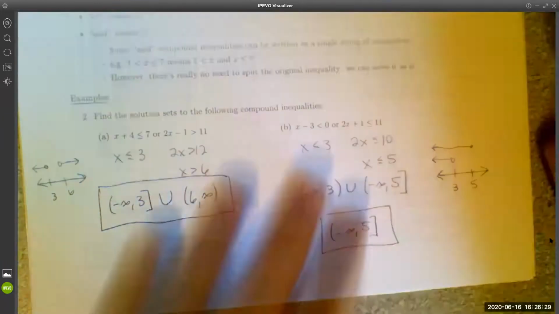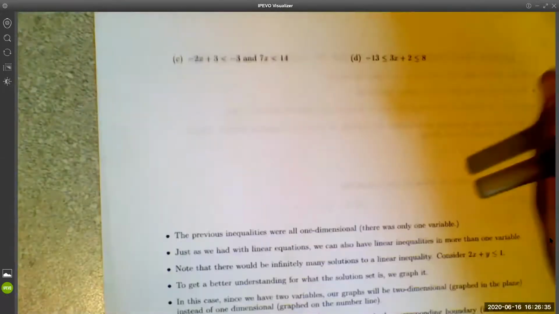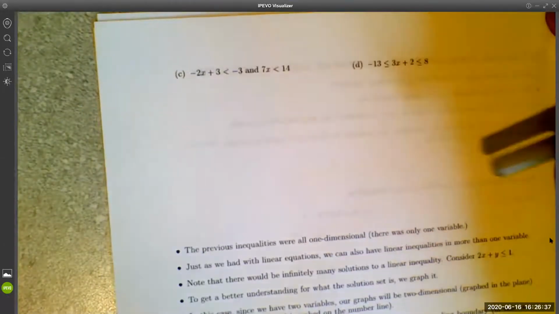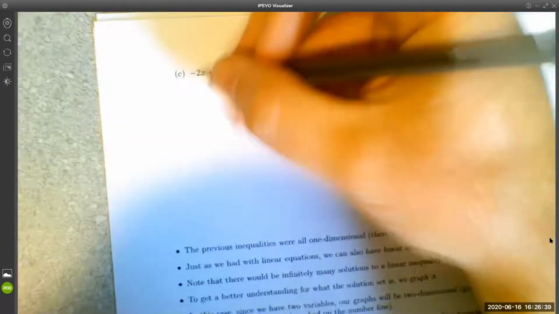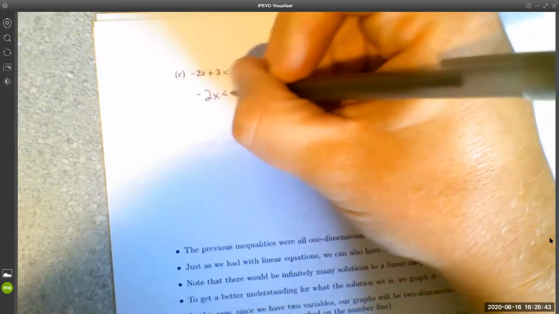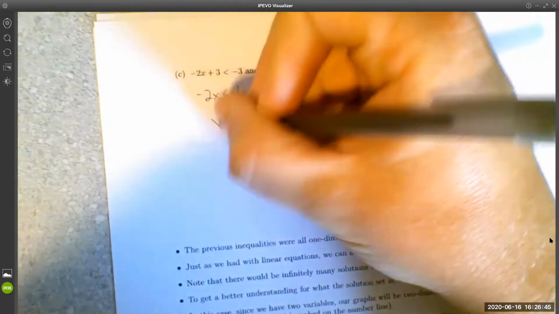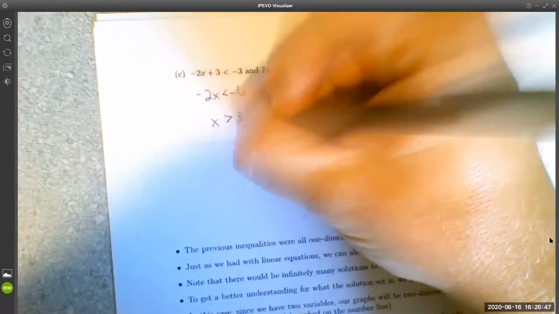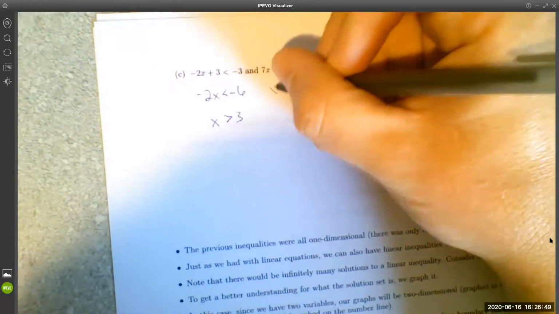Okay, moving on. Let's do some more. Let's do some "and" compound inequalities. So remember, "and"s are going to correspond to intersections. So let's solve. I'm going to add or subtract 3 and then divide by negative 2. And then here I'm just going to divide by 7.